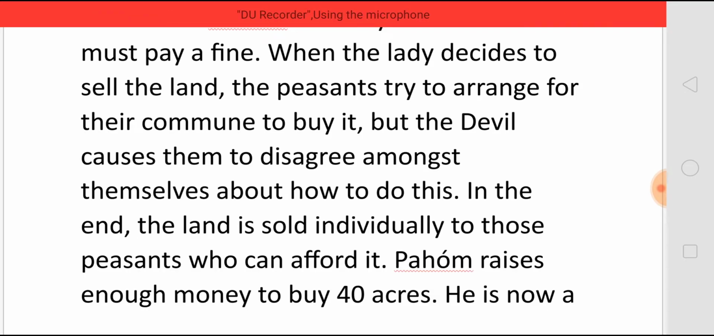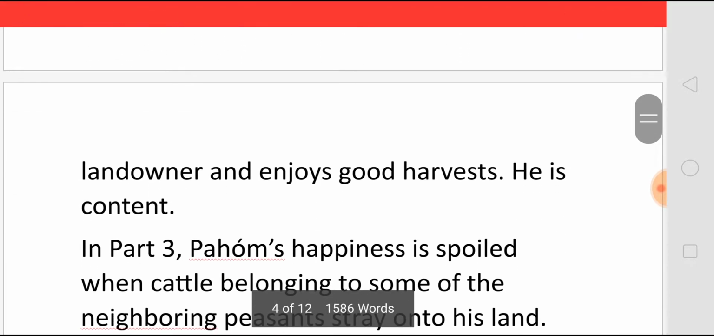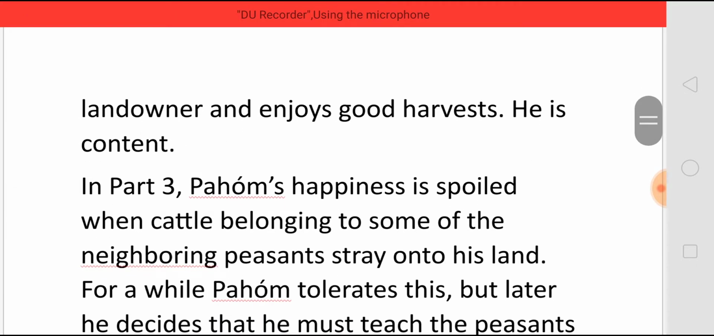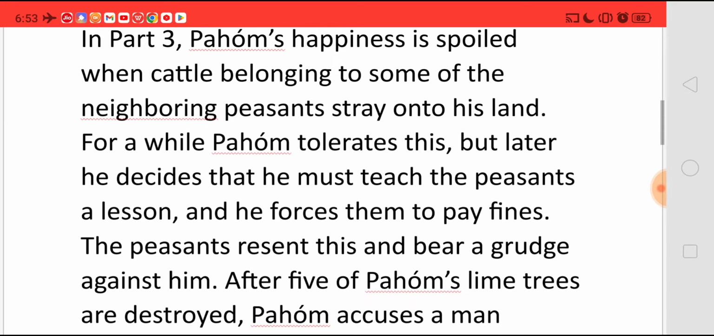Pahom somehow raises enough money to buy 40 acres. He is now a landowner and he really enjoys a good harvest. He is very happy. In part 3, Pahom's happiness is spoiled because now the cattle belonging to some of the neighboring peasants come into his land and stray. And because of this, his yield is affected, plants are affected. Somehow Pahom tolerates this for some time.